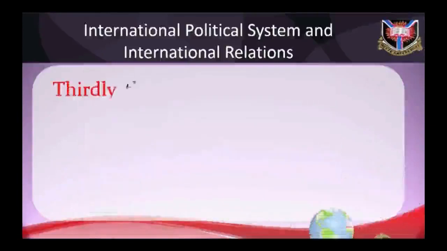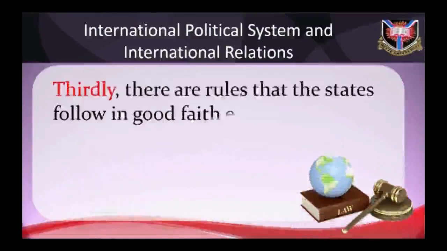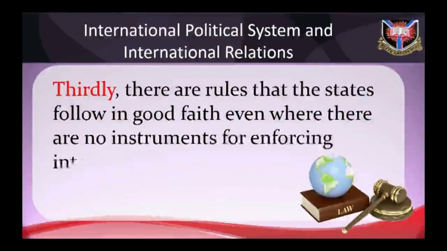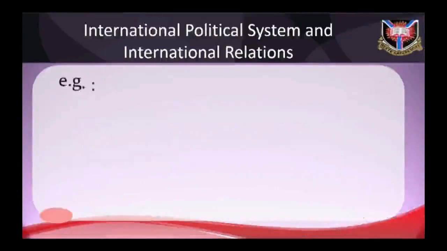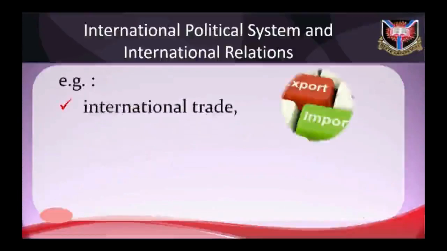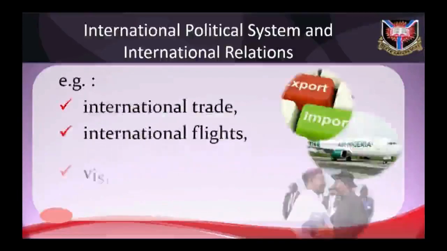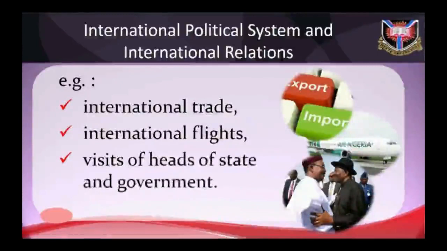Third, there are rules that the states follow in good faith, even where there are no instruments for enforcing international laws. Examples are international trade, international flights, visits of heads of states and governments, and so on. There are rules that states obey and only disobey at the risk of certain sanctions from other nations.